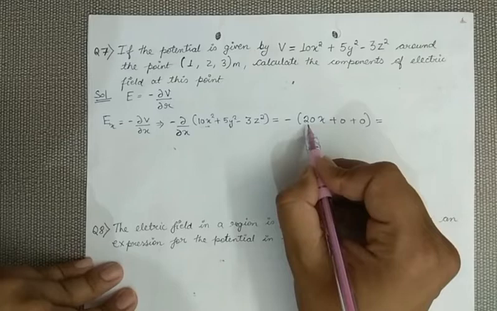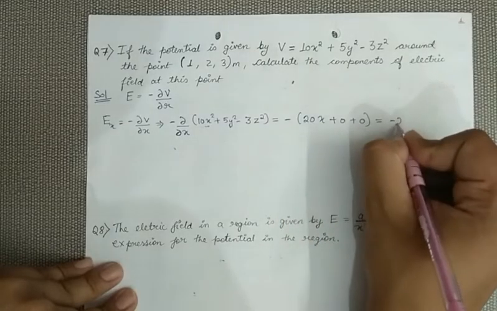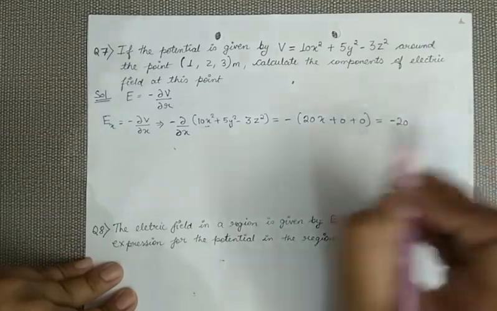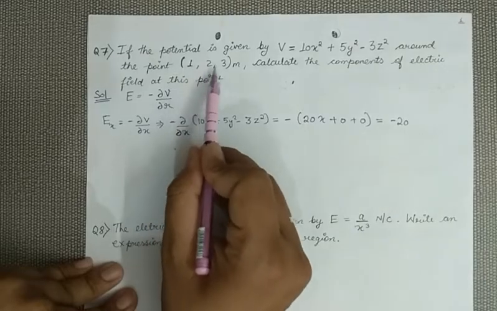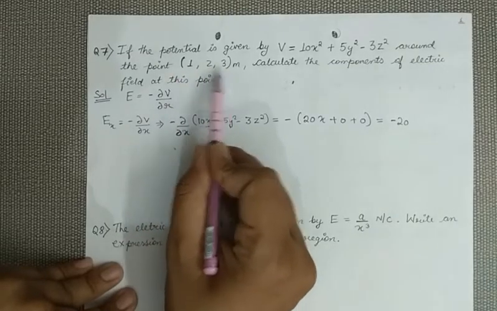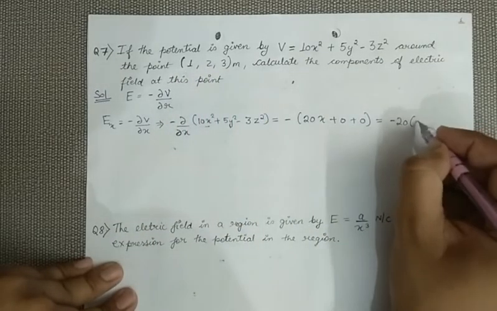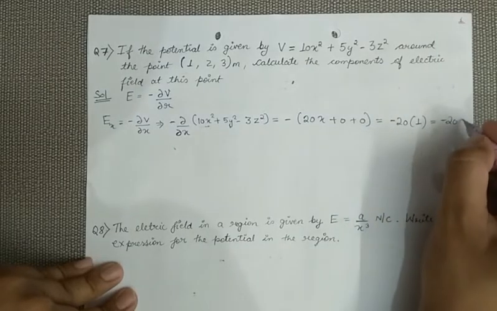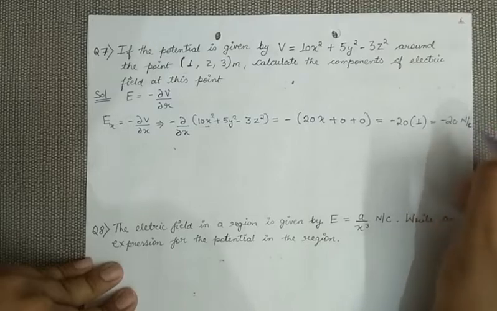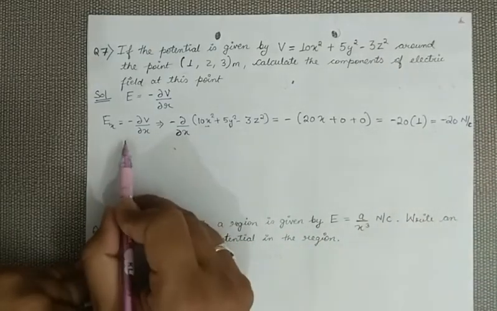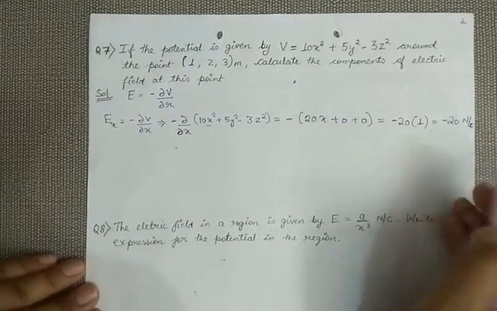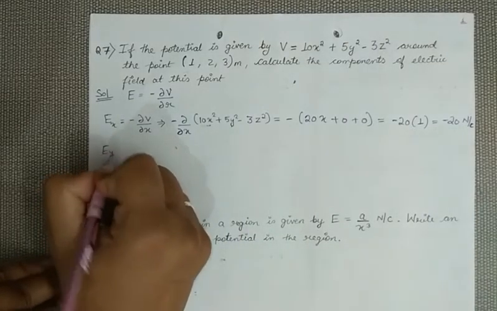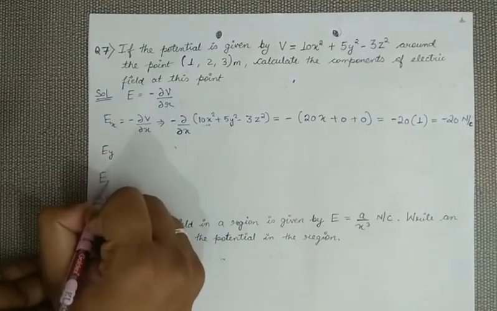So the answer is minus 20x, but remember we have to find it at the coordinate 1, 2, 3, x, y, z, which means our x is 1. So my x is 1, so my answer is minus 20 Newton per Coulomb, the unit of electric field. So in x direction it is minus 20 Newton per Coulomb. Similarly, I will solve it for y and I will solve it for z.